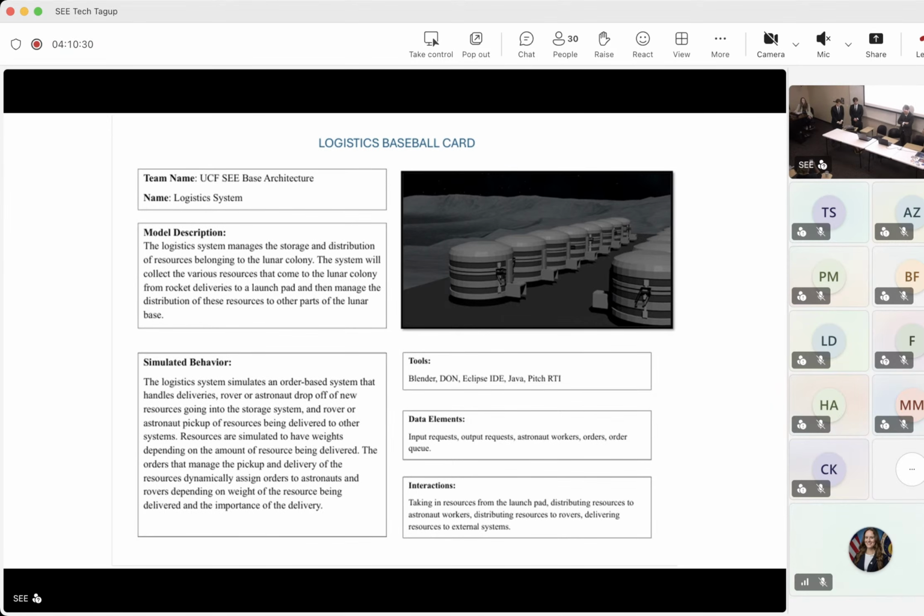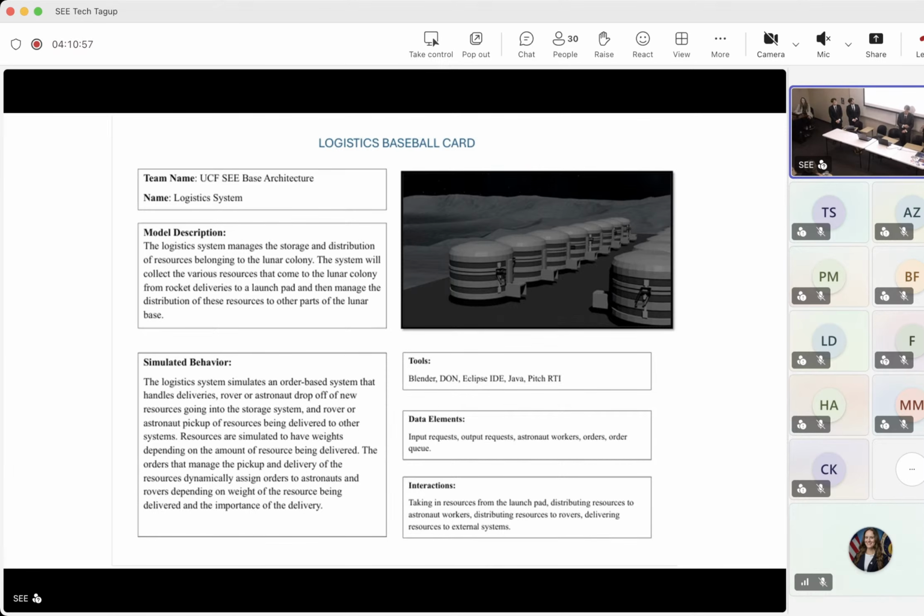This is the baseball card for the logistics system. This system serves as the base's inventory and its resource management. This system has control over giving astronauts orders where they will transport resources between different buildings and different federates that other teams have developed.